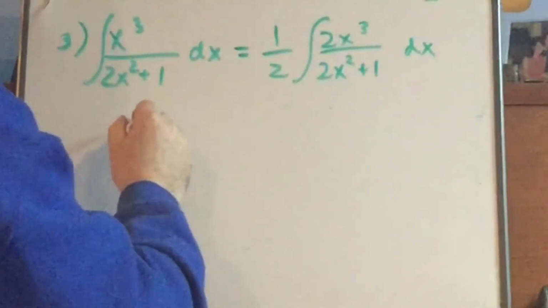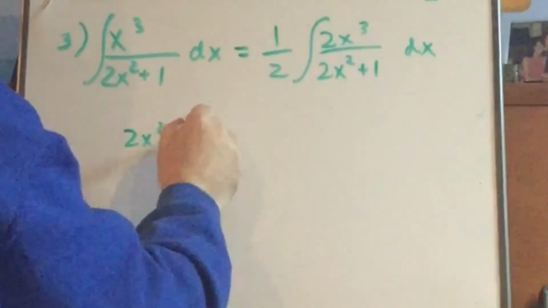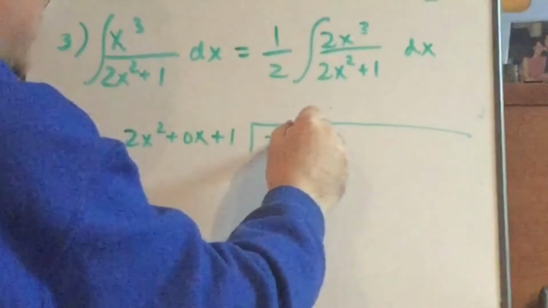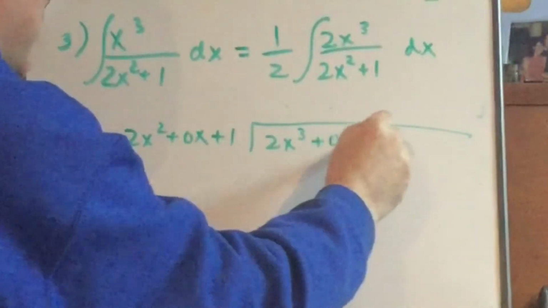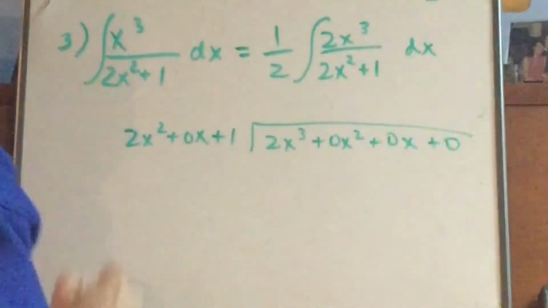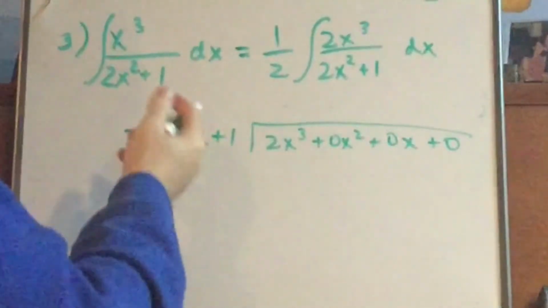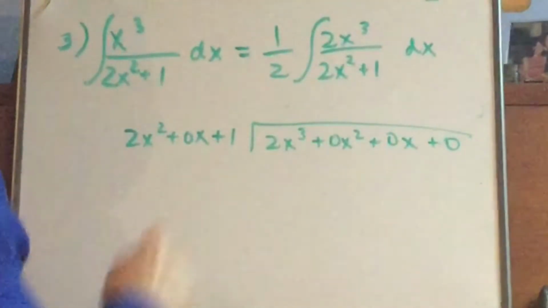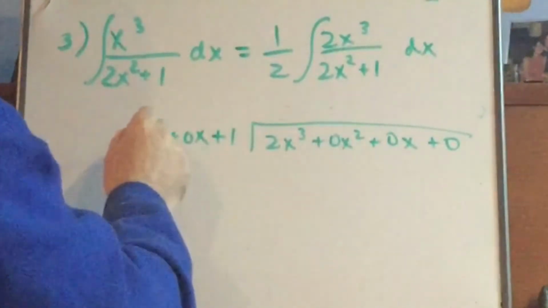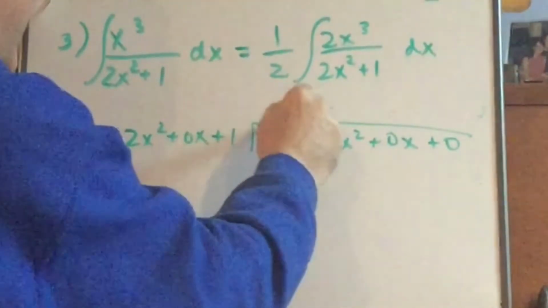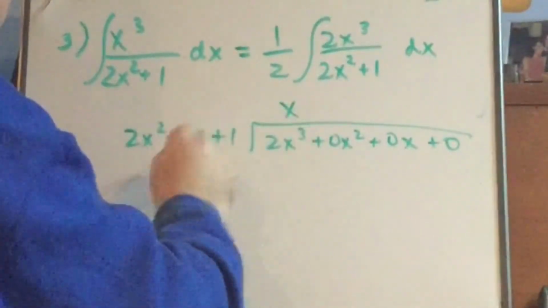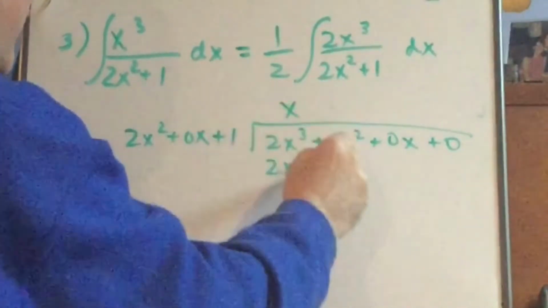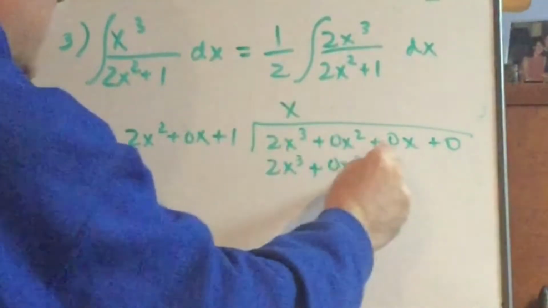So let me go back to what I was doing earlier. I'm going to put 2x squared plus 0x plus 1 divided into 2x cubed plus 0x squared plus 0x plus 0. This will make it a lot easier just because I don't have to put fractions in my divisional answers. I can put whole numbers instead now. So 2x squared goes into 2x cubed x times. x times each of these 3 terms is going to give me 2x cubed plus 0x squared plus 1x.